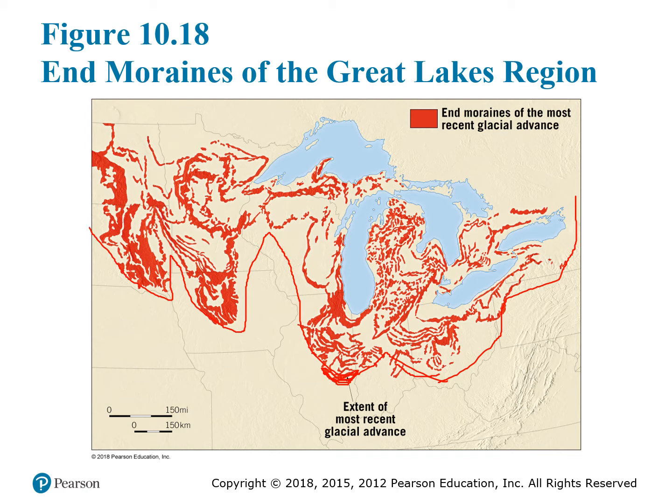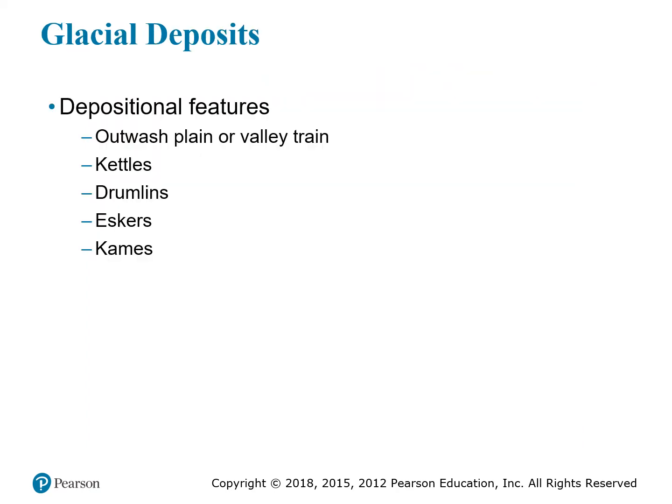That means the areas just south of here must have been a lot colder during those times. Okay, so there are other depositional features left by glaciers. There are outwash plains and valley trains. I'll show you pictures: kettles, drumlins, eskers, and kames.